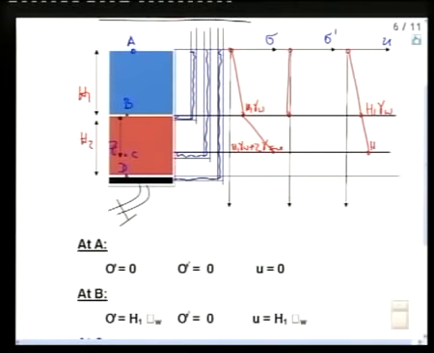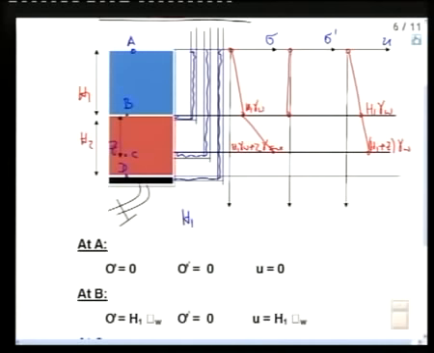H1 gamma water plus Z gamma water, right? Then it's H1 plus Z gamma water. Okay, what is sigma prime? Don't tell me, I don't want to know, but I want to calculate it. Isn't it the difference between this and that? Okay, so let us do it.